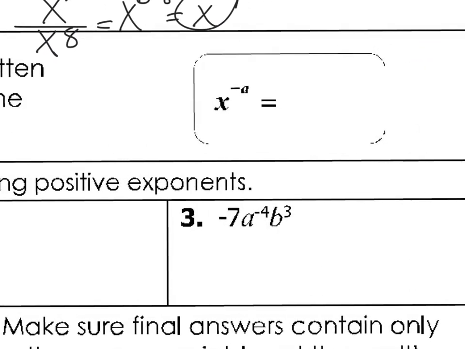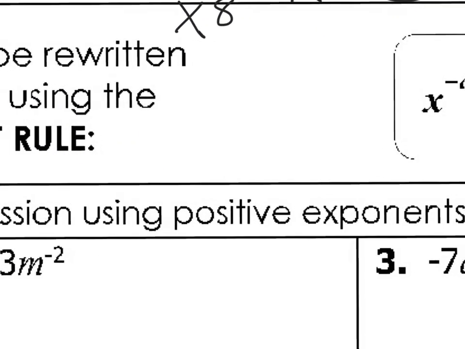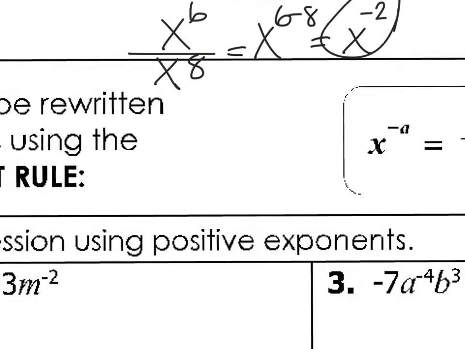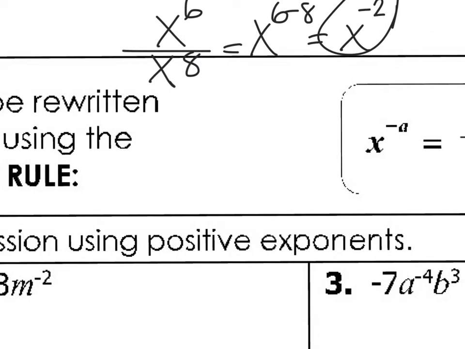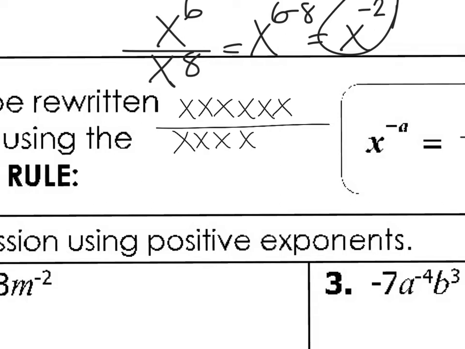All right, the rule for a negative exponent is to make it its inverse. Flip it to the other side and it becomes positive. Okay, now let me show you why. Let's take this problem that we had up here. We have 6 x's on top, x to the 6th power. On the bottom, we had x to the 8th power.